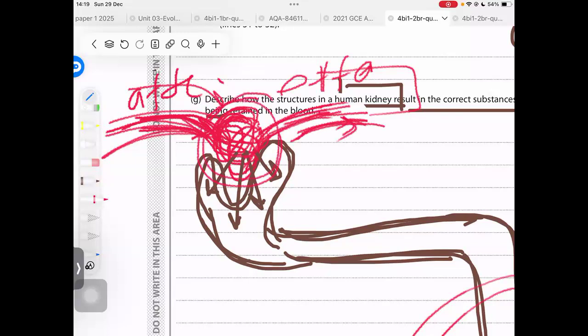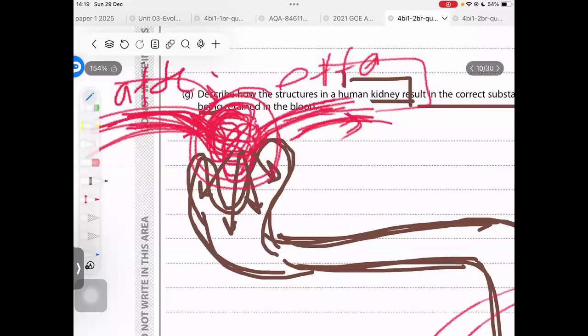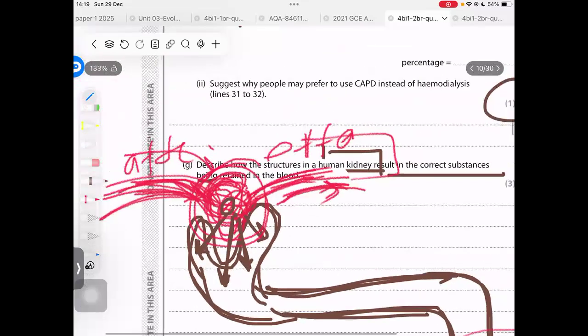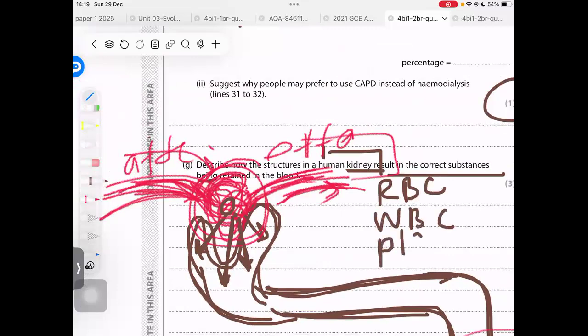You can see the blood is kept for a long time in the glomerulus so that a process called ultrafiltration will take place. In ultrafiltration, large protein molecules, red blood cells, white blood cells are not going to pass into the Bowman's capsule because they are very big molecules. What's not going to pass into the Bowman's capsule? RBCs, red blood cells, white blood cells, proteins and platelets, right?